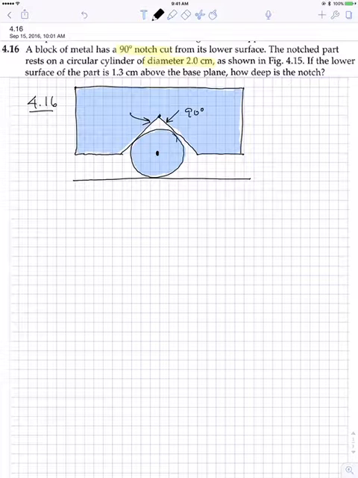I'm going to go ahead and draw in a radius touching the metal point, because we know that that touches at a 90-degree angle. So that radius would be 1 centimeter since the diameter is 2 centimeters. Here's the center. We know it's a symmetric notch. This is our base plane. We also know that the part is 1.3 centimeters above the base plane.